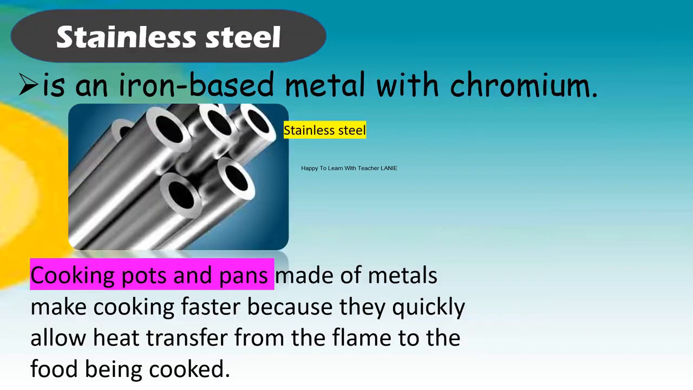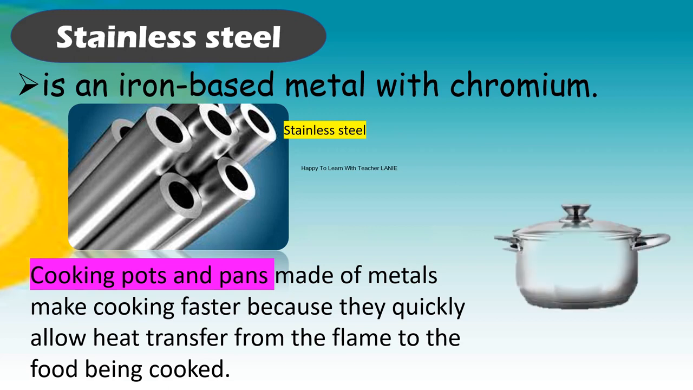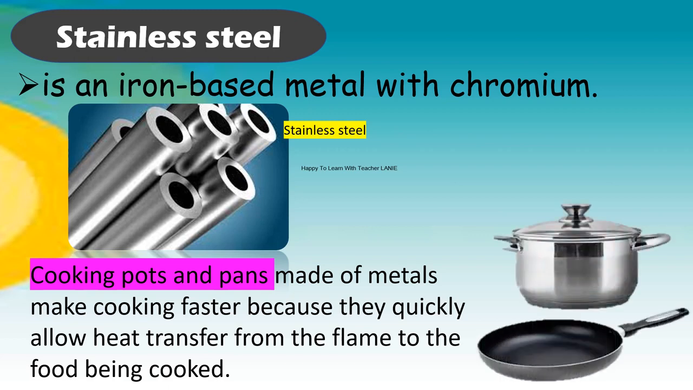Stainless steel is an iron-based metal with chromium. Cooking pots and pans made of metals make cooking faster because they quickly allow heat transfer from the flame to the food being cooked.